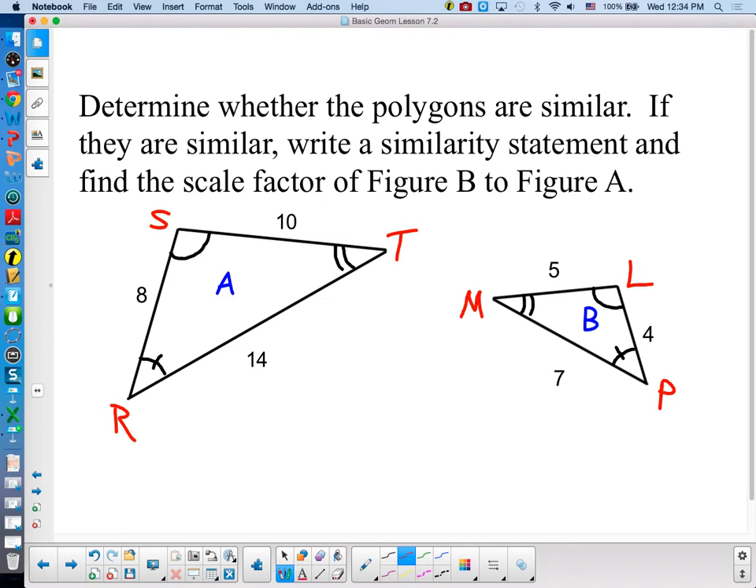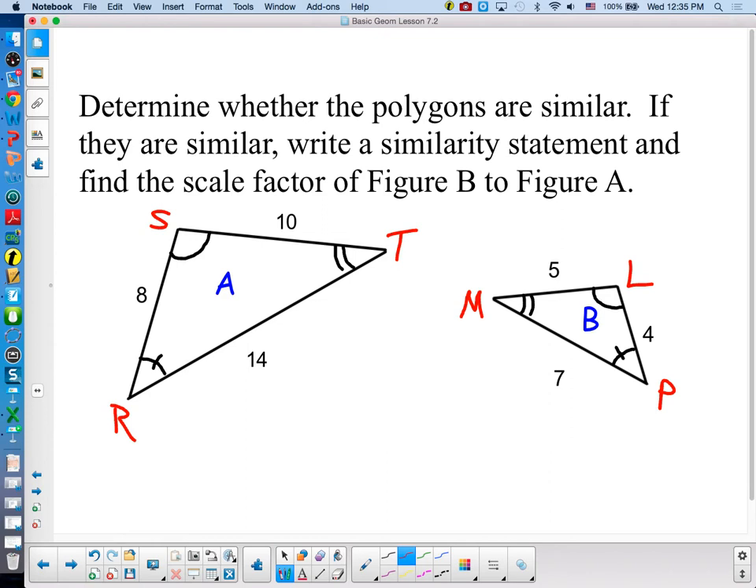I'm seeing some no's and I'm seeing some yeses. Let's see if we agree. Okay, similar. Do we have an angle in figure A that always matches with an angle in B? Do we have one that's marked like that? Yeah. One that's marked like that?